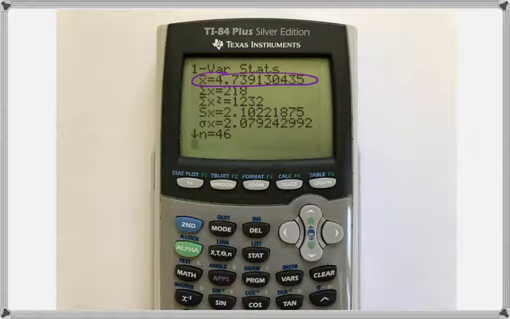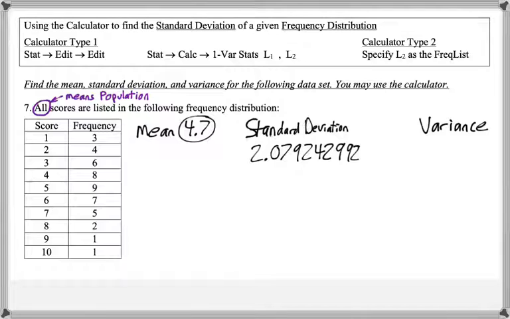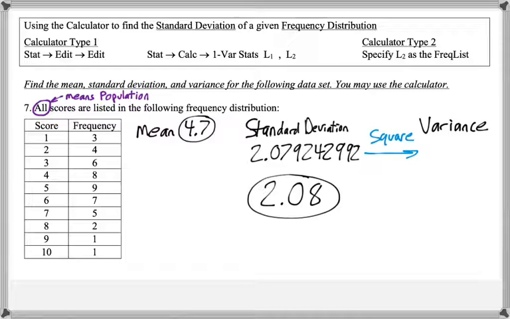And for the standard deviation, I want to use the lowercase sigma because we are dealing with a population. And I want to copy the entire decimal. So the mean is 4.7. The standard deviation is 2.08. And then to find the variance, I want to square the unrounded version of the standard deviation. And that will be 4.32.